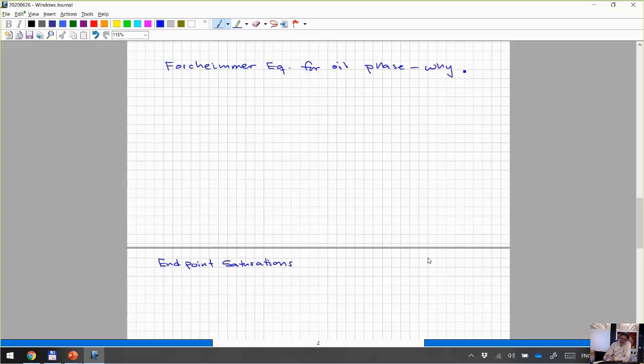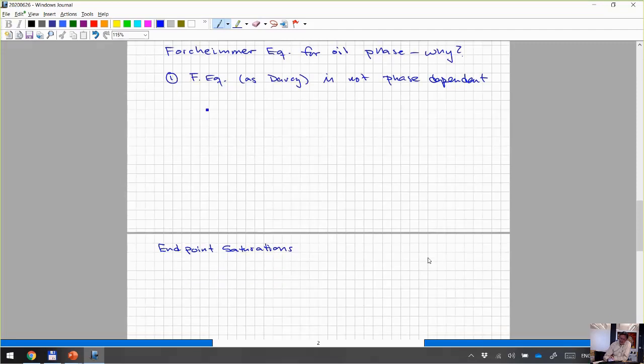The first point is that the Forchheimer equation, as Darcy's, is not phase dependent. We're talking single phase, right? The equation is supposed to apply to any single phase. That's the first reason.